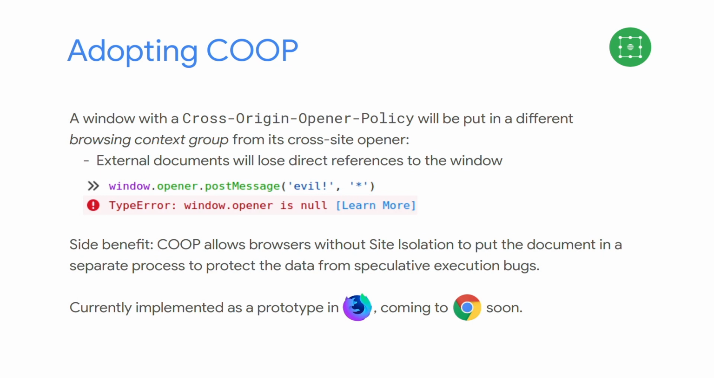A very nice side effect of this header is that it allows the browser to put your application in its own process. And there are several very damaging classes of attacks based on microarchitectural side channels that allow the attacker to infer some information about your site when the attacker's site and your site share the same operating system process. And by setting that header, you allow the browser to put your application in its own process to further protect it.